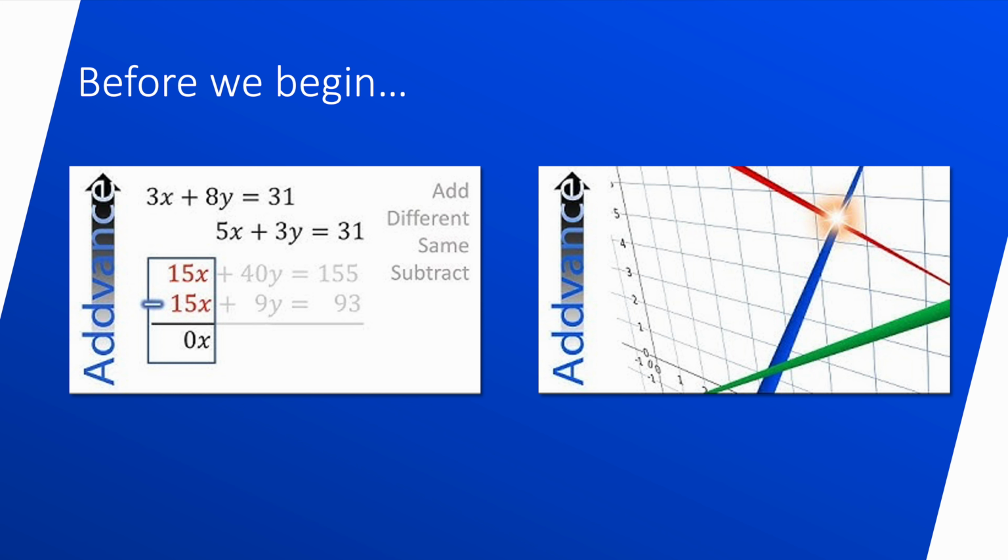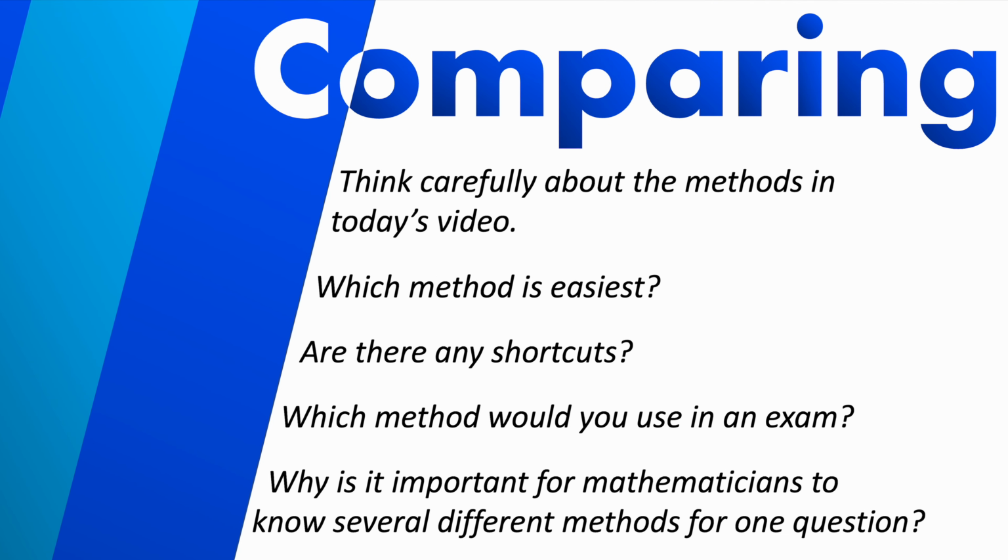What I'm going to do today is show you 4 different methods of solving simultaneous equations, and we're going to compare them so we really understand the algebra that's going on. When you are comparing today, think carefully about the methods I'm using. Which method do you think is easiest? Are there any shortcuts you could take? Which method would you use in an exam? And most importantly, why is it important for mathematicians to know several different methods for one question?